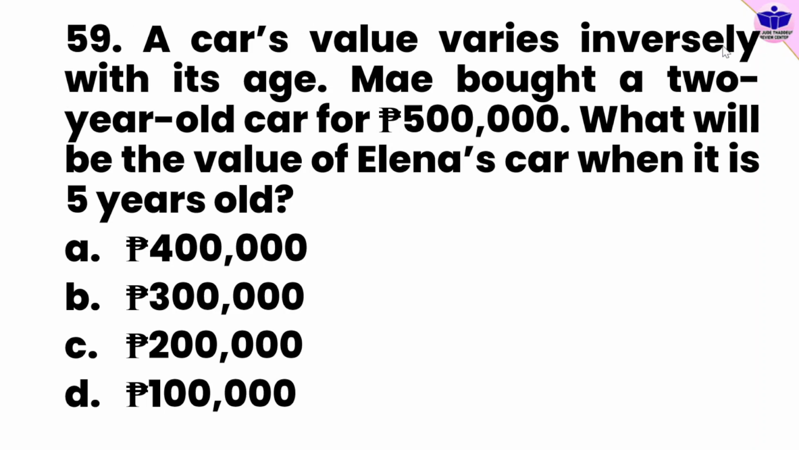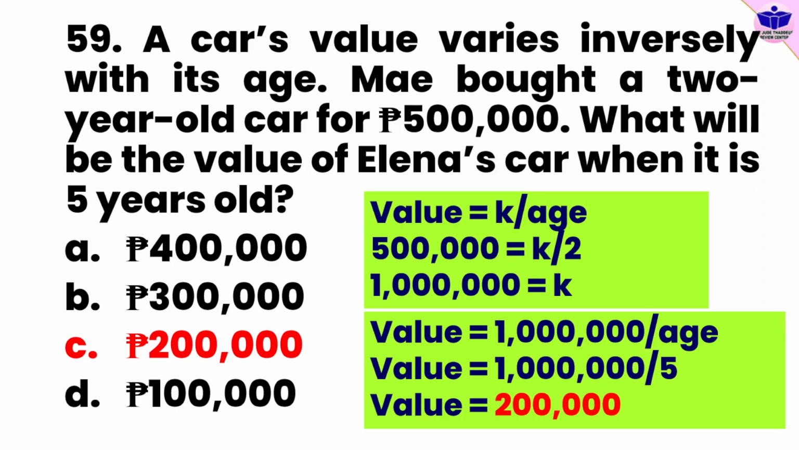Because even if it's a different person, still a car's value varies inversely with its age. Inverse variation means if one increases, the other one decreases. So what's the answer to this question? The answer is letter C, 200,000.